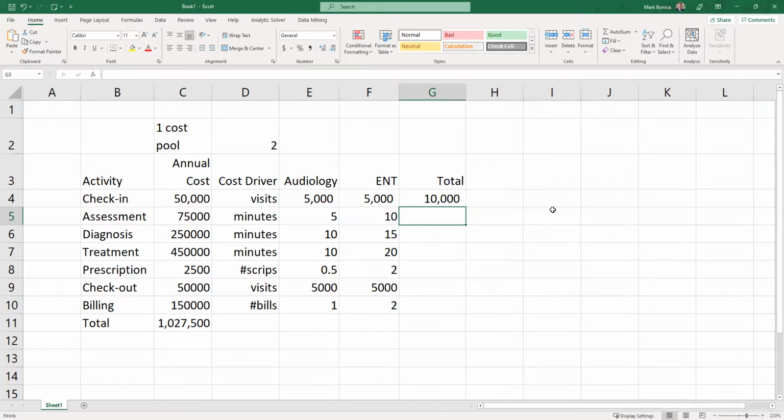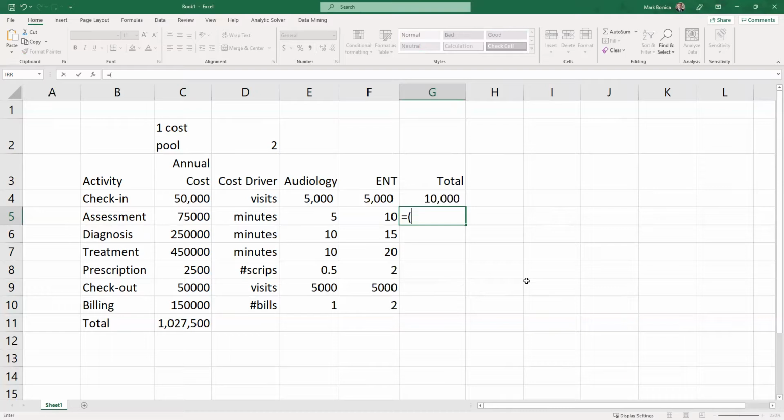But where it gets a little trickier now is we do assessments, and the assessments are 5 minutes per visit for audiology and 10 minutes per visit for ENT. So how many annual minutes does the audiology clinic spend on assessment? Well, it spends 5 times 5,000, which is 25,000 minutes of assessments. I'm taking the number of minutes per visit times the number of visits.